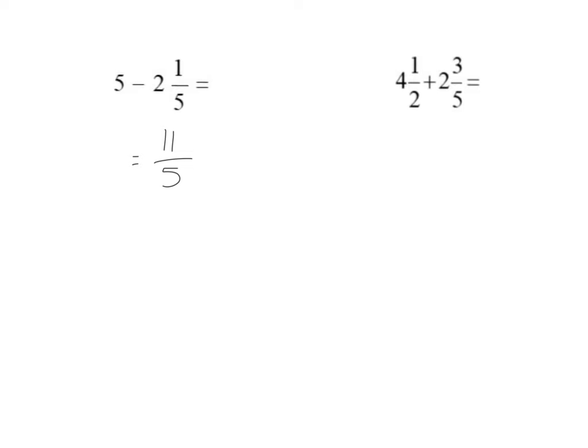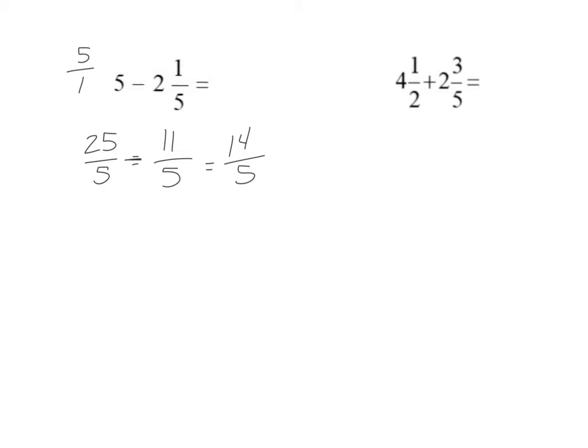11/5. Now, right now, this whole number 5 is really 5 over 1. And I need to have a denominator of 5. Oops, I'm supposed to have a minus here, not a subtract sign, which means I need to multiply the top by 5. All right, so 25 minus 11 is 14/5. There, I'm done.